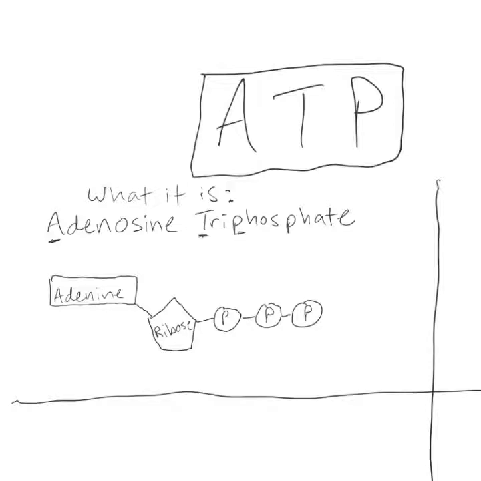So the name of it comes from these different parts that it's made of. The adenosine part is coming from the adenine and ribose. And then, of course, tri means 3, and there's 3 phosphates, so this part comes from the 3 phosphates at the end. So the last 3 phosphates here have energy stored in the chemical bonds, and the most energy is actually stored in this last one here.